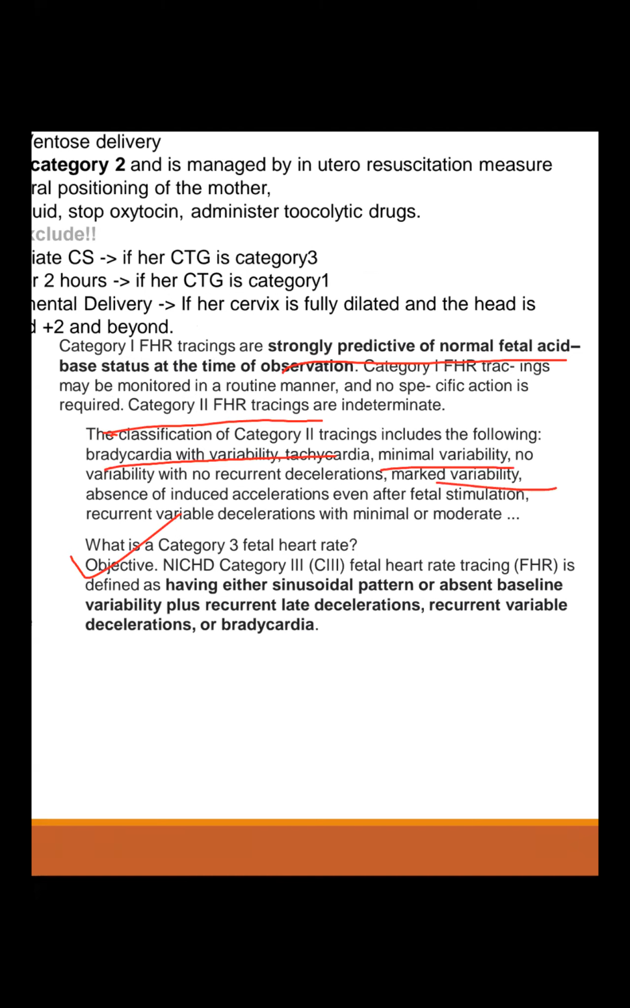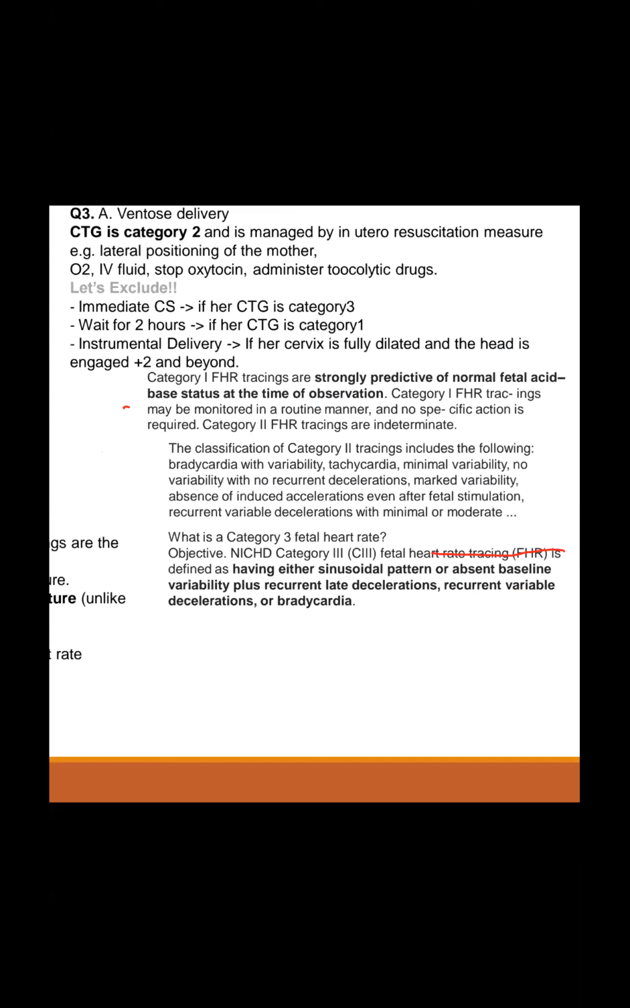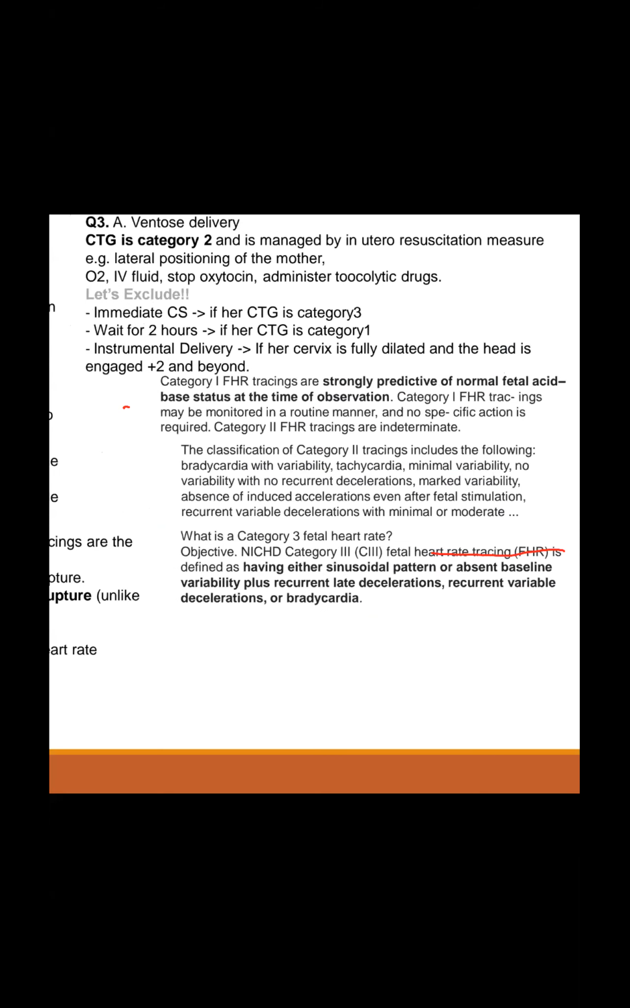Marked variability. But in CTG category 3: absent baseline variability plus recurrent late deceleration, recurrent variable deceleration. These are CTG 1, 2, 3. Why am I discussing this one? First of all, CTG category 2, in this ventouse delivery, Dr. Umer's case.